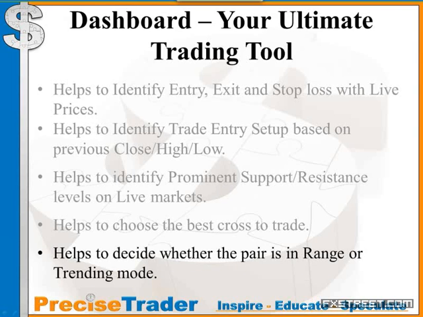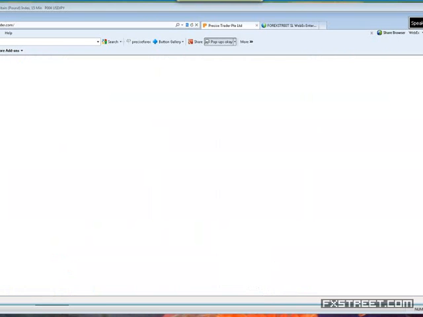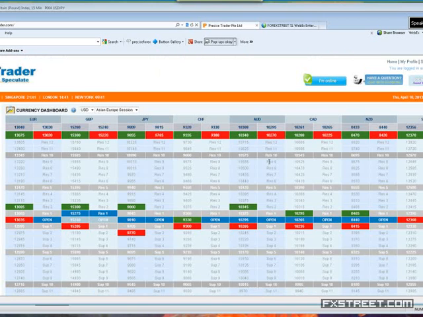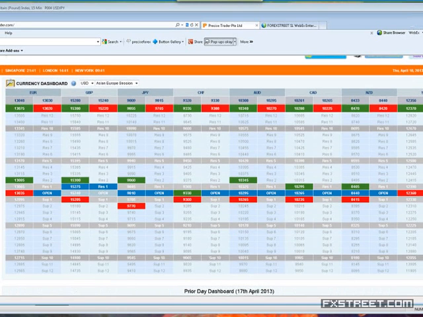What I'm going to do now is change my screen to live and show you the dashboard. Then you can see for yourself what is so special about this tool and how effective it can be. This is the view of the dashboard. Basically, it is incorporated together with our zone levels with live prices.